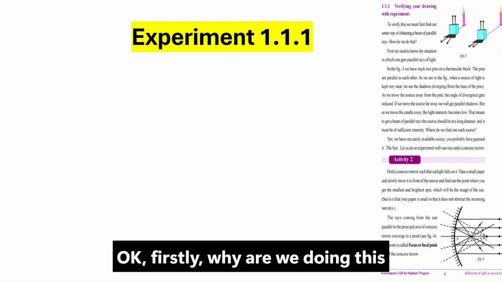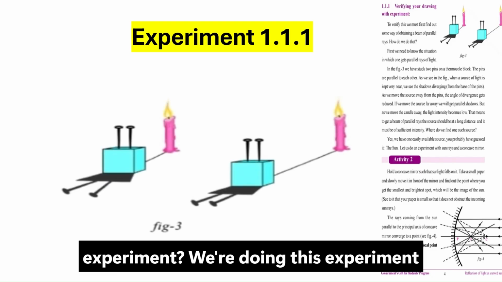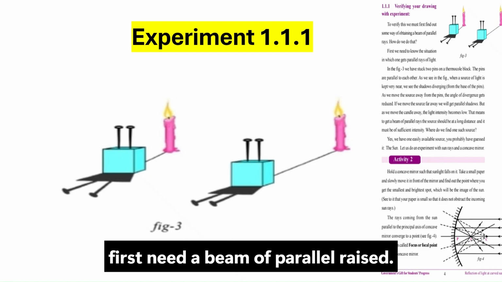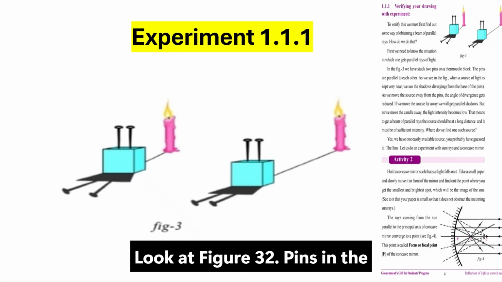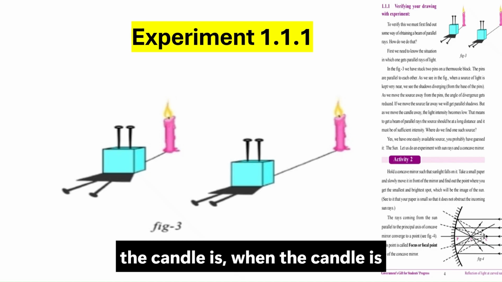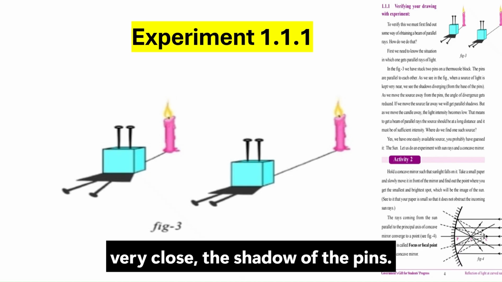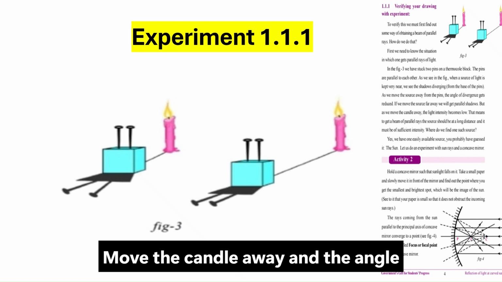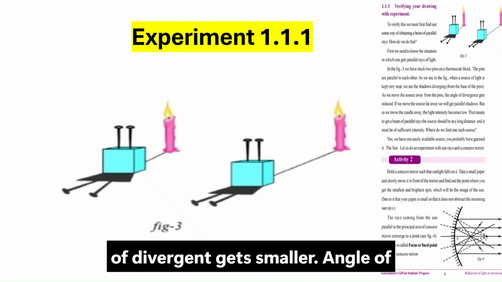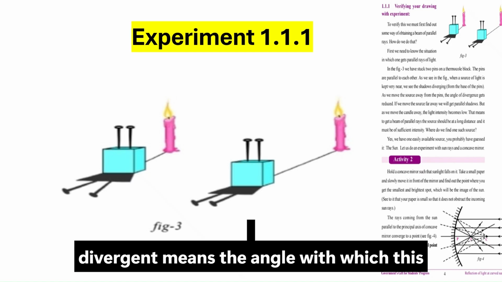Okay, firstly, why are we doing this experiment? We're doing this experiment to test curves in the mirror. We first need a beam of parallel rays. Look at figure 3. 2 pins in the thermocol block. When the candle is very close, the shadow of the pins spread. Move the candle away and the angle of divergence gets smaller. Angle of divergence means the angle with which they're spreading.